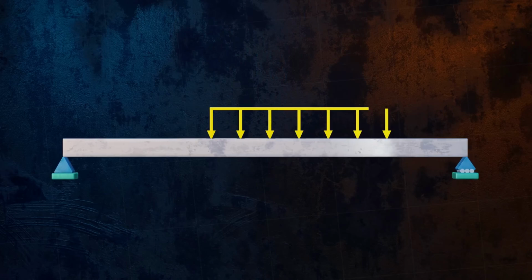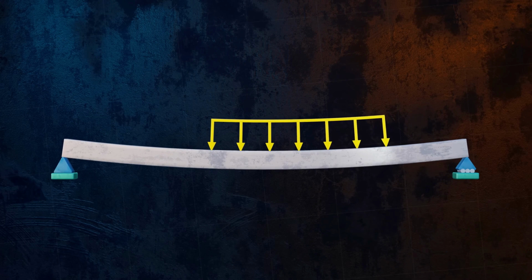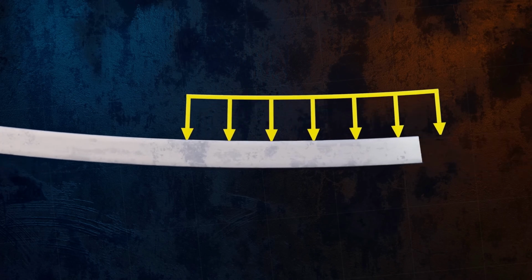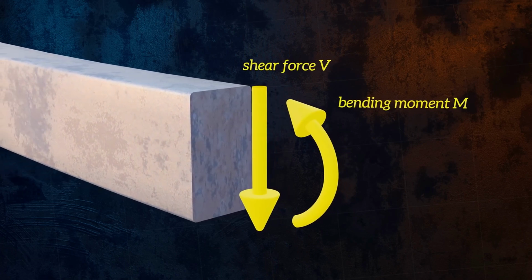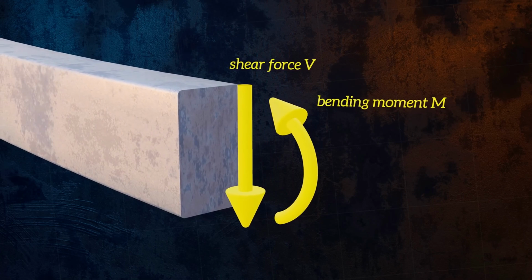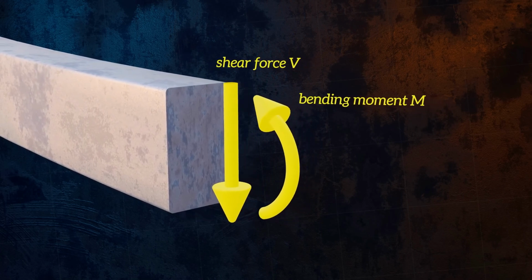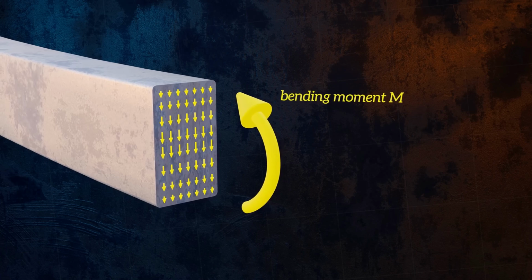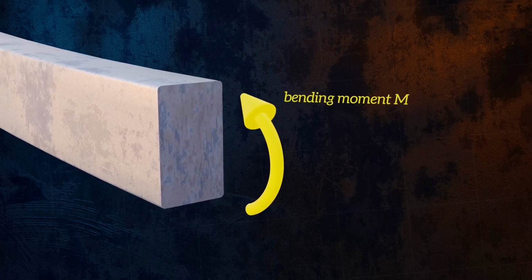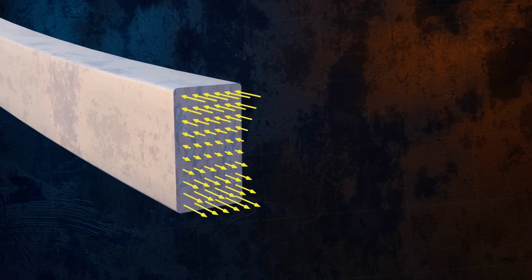If we apply a load to a beam, it will deform by bending. This generates internal stresses, which can be represented by a shear force acting in the vertical direction, and a bending moment. The shear force is the resultant of vertical shear stresses, which act parallel to the cross-section, and the bending moment is the resultant of normal stresses, called bending stresses, which act perpendicular to the cross-section.